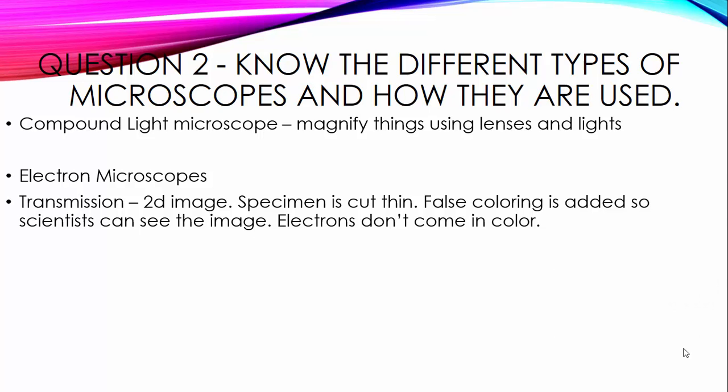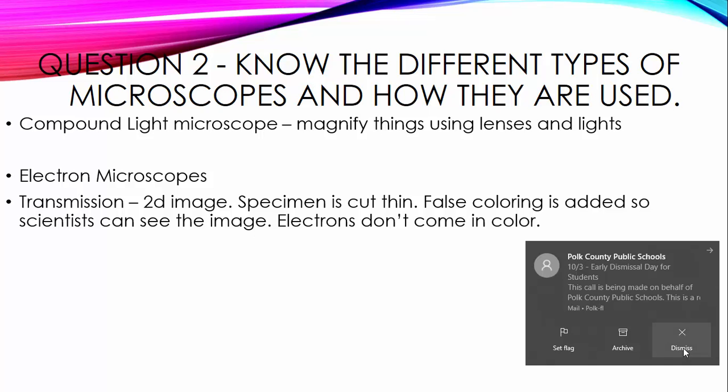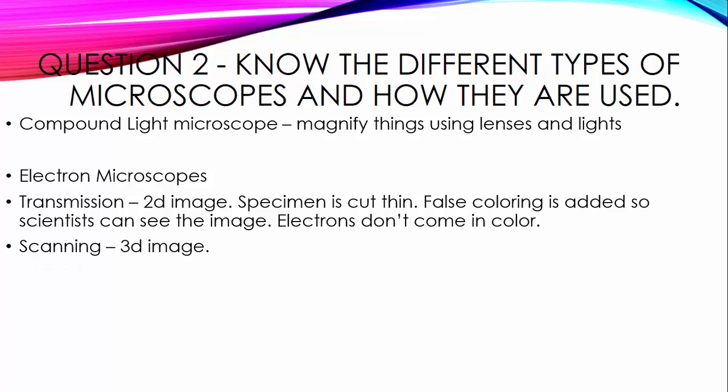Electrons don't come in color, so that's why it's a black and white image.